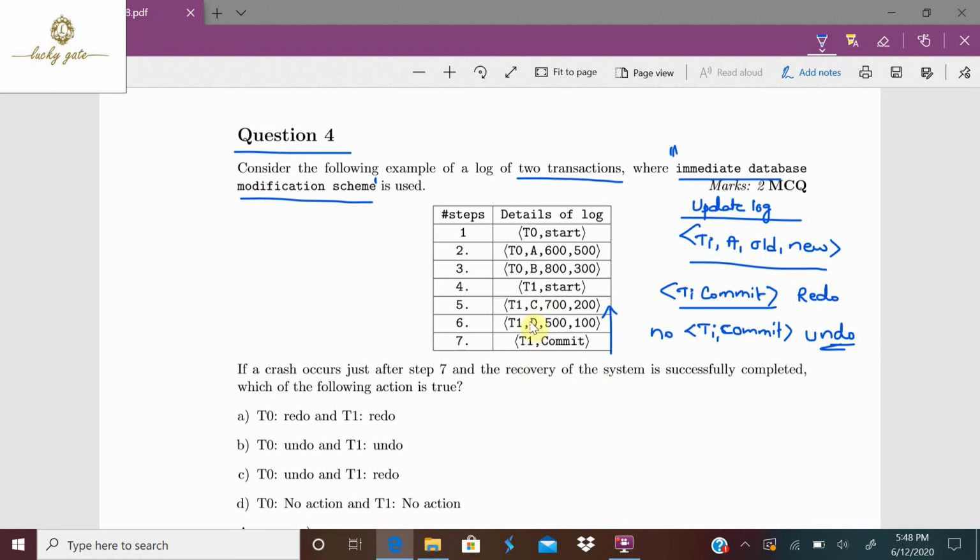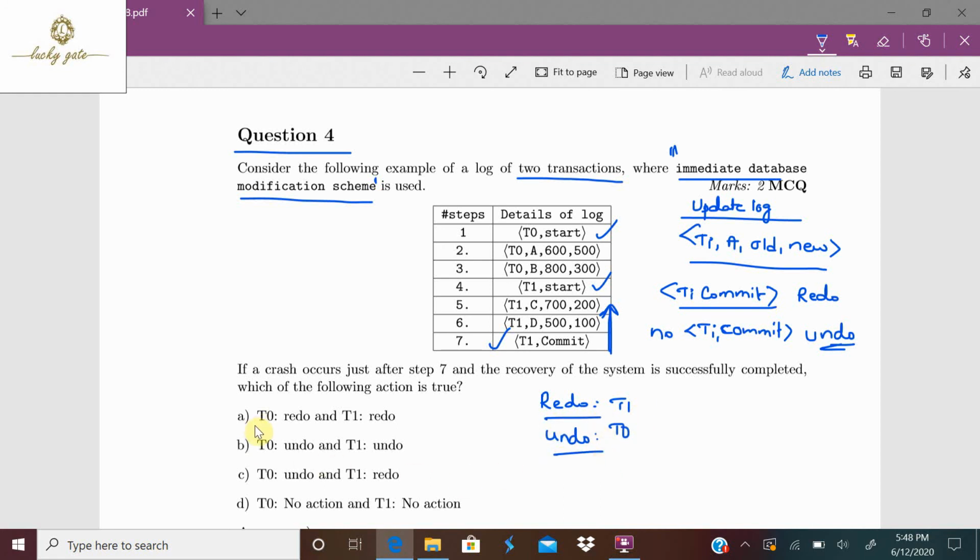Now for the given set of log records, scan the log backwards. Here I find T1 commit, so T1 is to be put into the redo list, and here T1 start, and here T0 commit is not found so far while scanning backwards. Here while scanning backwards I found only T0 start, so T0 is to be put into the undo list. So for the recovery process, T1 is to be redone and T0 is to be undone.